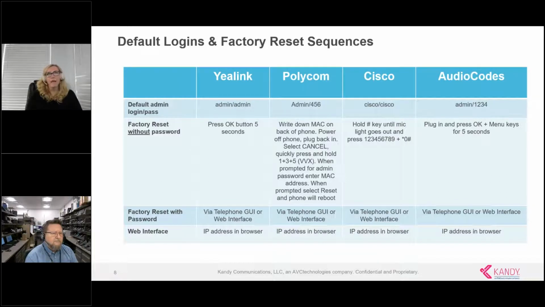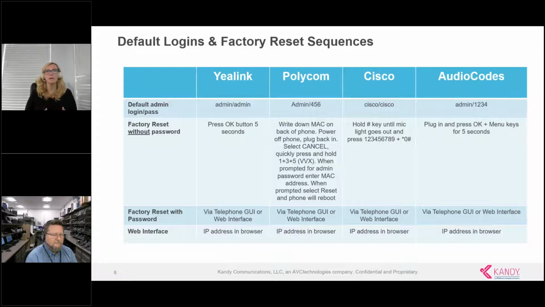Now, if you don't have the password and you have no idea what it is, then there are ways that you can factory reset that phone without having that. And so there's a bit of a, Polycom is a little more complex to do it. You have to understand what the MAC address is and kind of translate that into numbers and all. Cisco as well, and audio codes, different keys you can press in sequence. With the password, knowing that, you can also do that through the telephone itself.